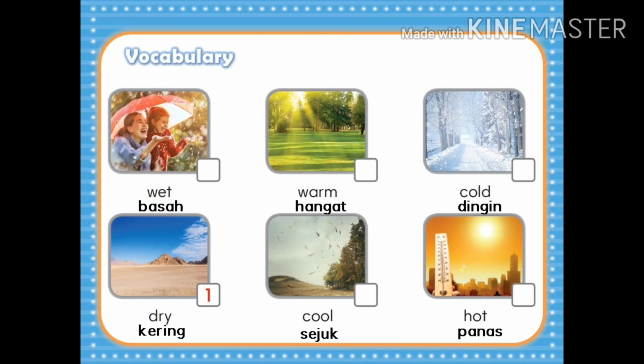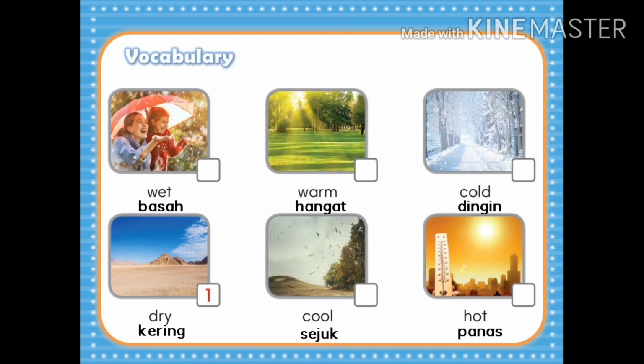The first one is wet, warm, cold, dry, cool, and hot. Wet artinya adalah basah. Warm artinya hangat. Cold dingin. Dry kering. Cool sejuk. Hot panas. You have to remember ya.